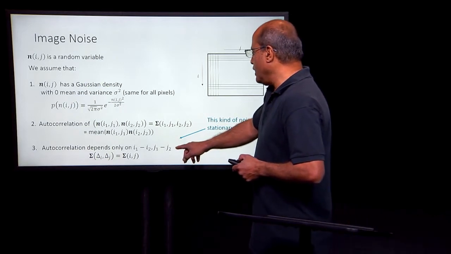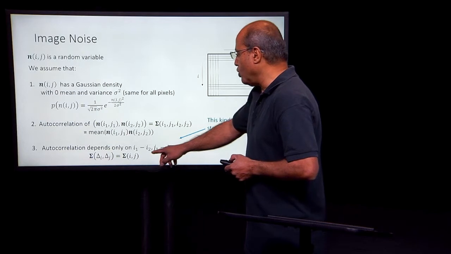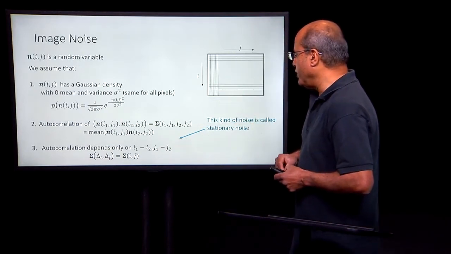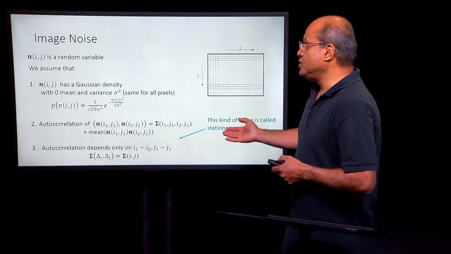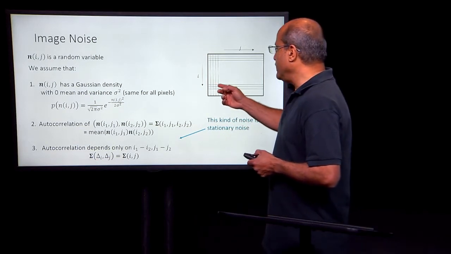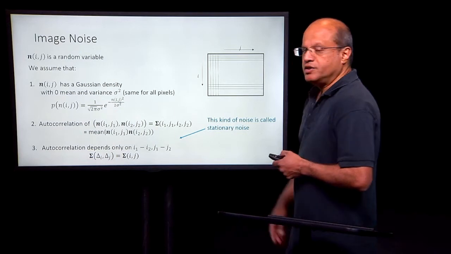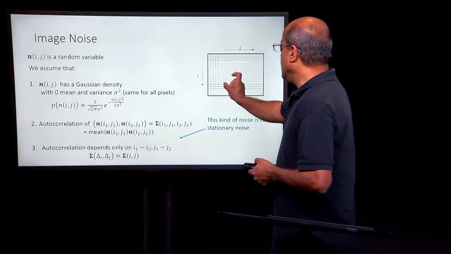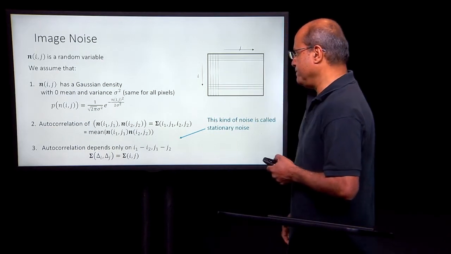So any noise that has this property where the autocorrelation function only depends on the difference between a pair of locations is called stationary noise. So essentially our image noise model is that noise in any pixel has a Gaussian density and that noise is stationary. It has the same autocorrelation for a given displacement anywhere in the image.